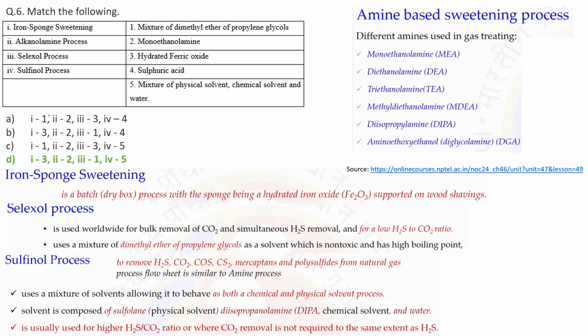So first is the iron sponge sweetening. It is a batch dry box process with the sponge being a hydrated iron oxide, Fe2O3, supported on wood shavings. So from this definition, we can match the first, that is iron sponge sweetening, with the hydrated ferric oxide as the catalyst or the support system which is used for this method.